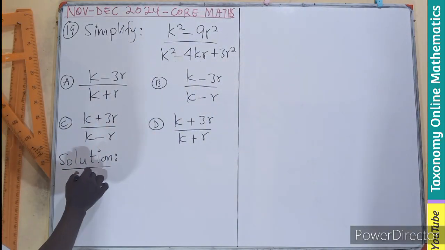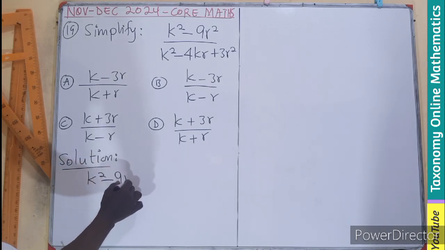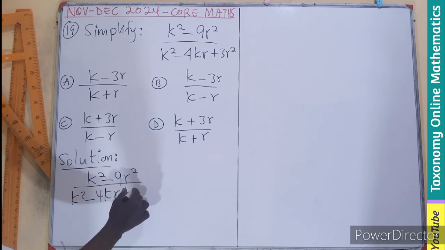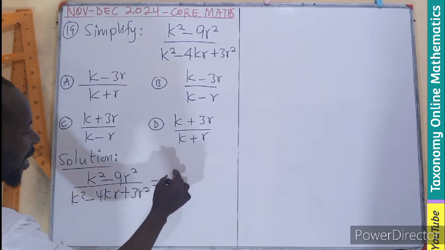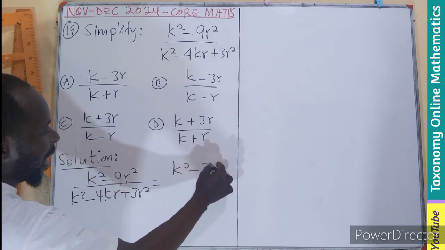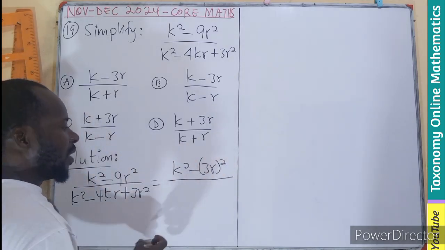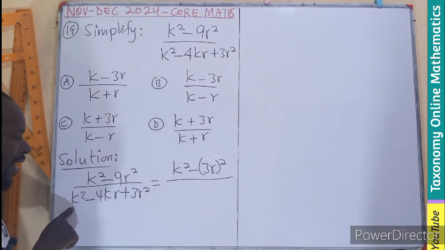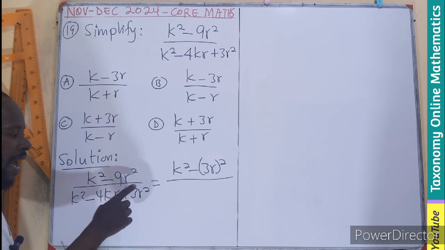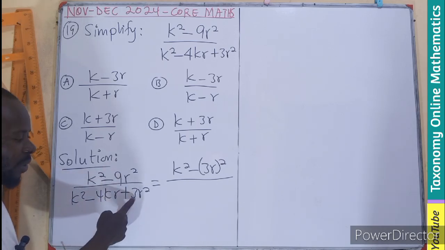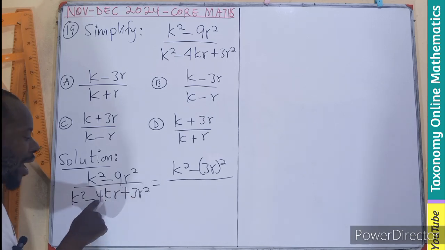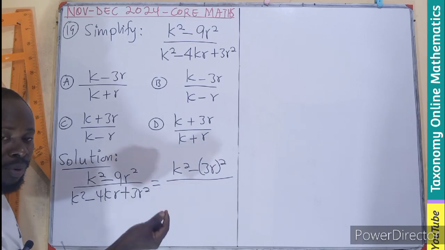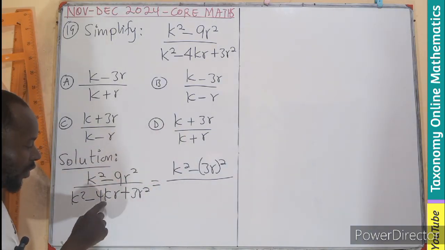So what I mean is that if I have my k squared minus 9r squared, then k squared minus 4kr plus 3r squared, I can rewrite the numerator as k squared minus 3r all squared. The denominator is also quadratic in a sense, since we have k featured here and r featured here. So let's pick the constant. Factors of 3 that, when you add, you get -4 are -3 and -1. By multiplication, we get 3; by addition, you get -4.